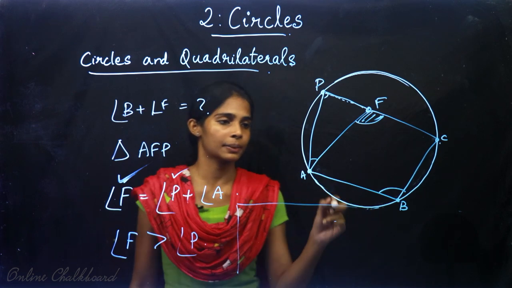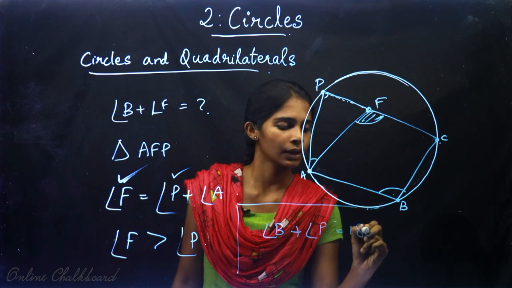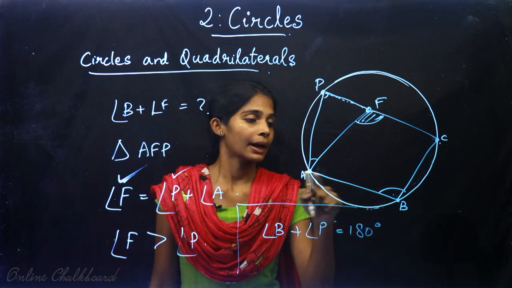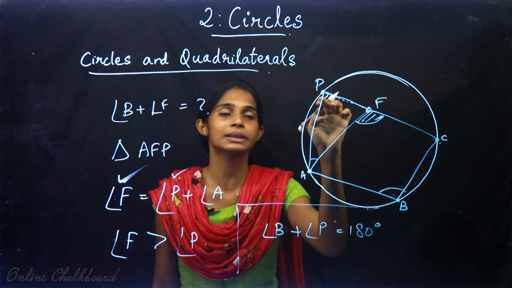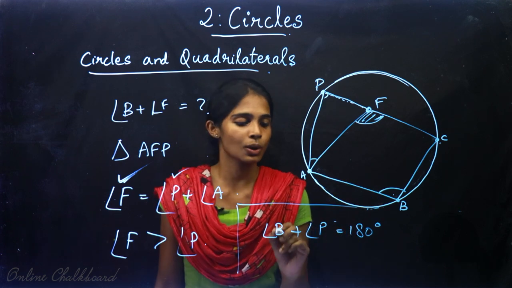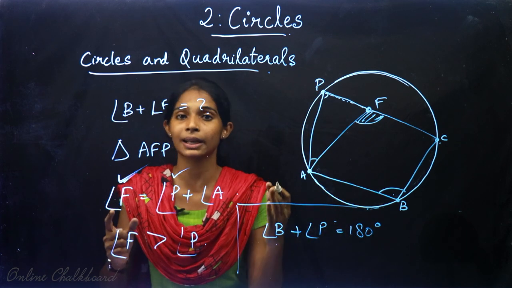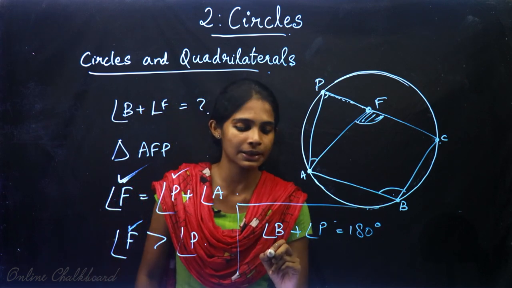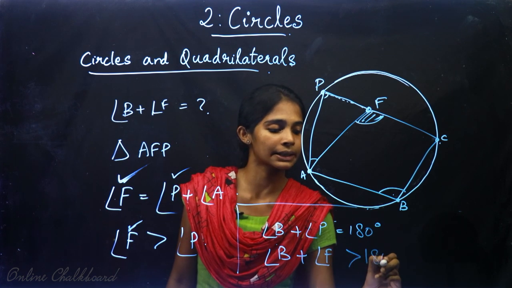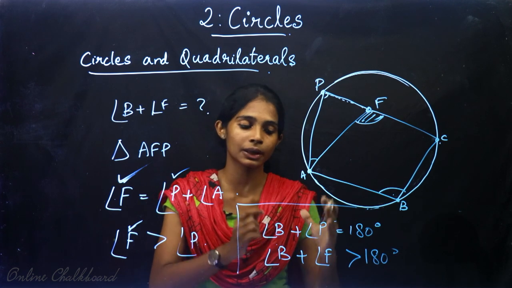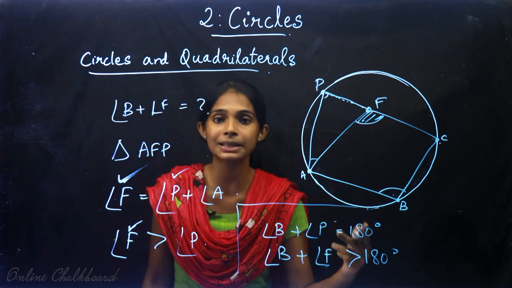Okay, now we know that angle B plus angle P is equal to 180 degrees. Why is that? It is because ABCP is a quadrilateral in which all four vertices lie on the circle, so the sum of opposite angles will be 180 degrees. So angle B plus angle P is 180 degrees. Now, if in place of P I replace it with angle F, what will happen? Angle B plus angle F is greater than 180 degrees, because F is a bigger value. So the sum of these two angles will be greater than 180 degrees.